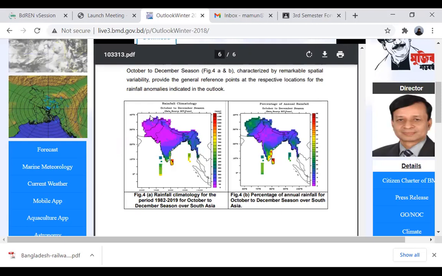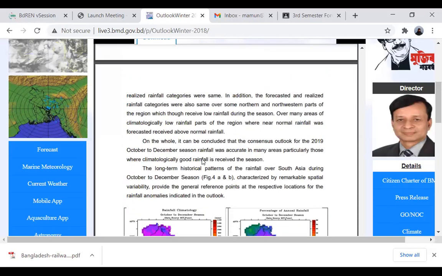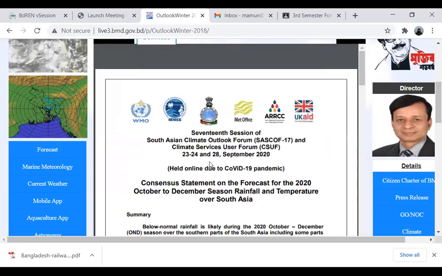Now the question is, you can see the changes are very minimal all over India and Pakistan, this part is similar in nature. Rainfall climatology over the period of 1982 to 2019, South Asia. So very common in most of the areas. Not too much change, unchanged. Only a few areas from here, by the side of the coastal areas. So from this information, you can also find out the meteorological contribution for a long time period.